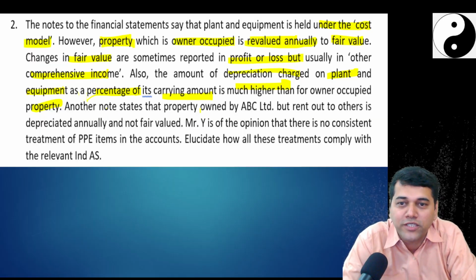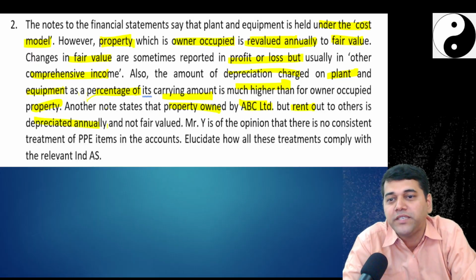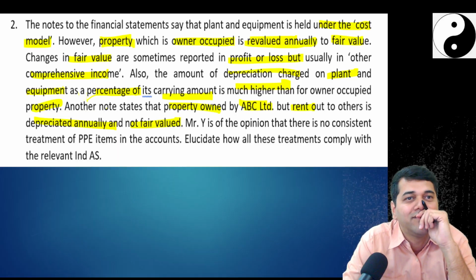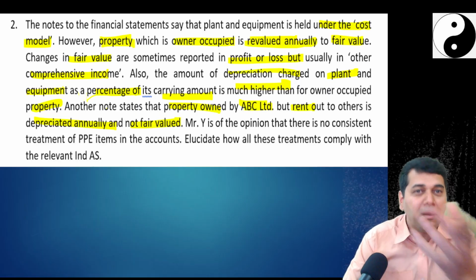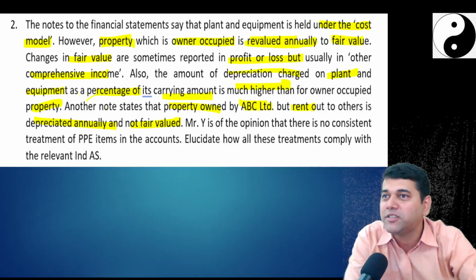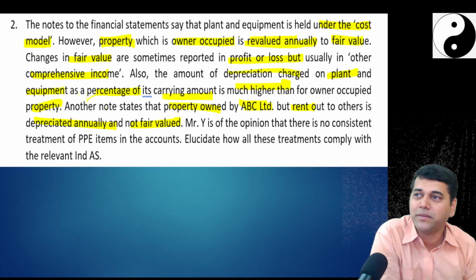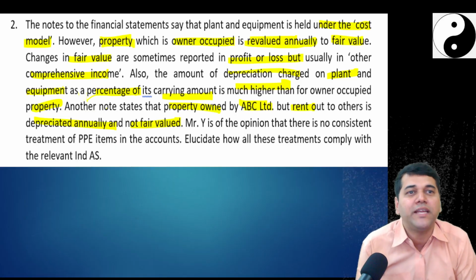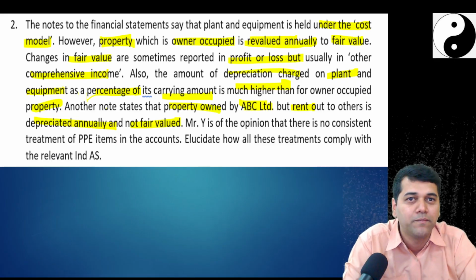Also, another note states that the property owned by ABC but rented to others is depreciated annually but not fair valued. What is your answer? I am the MD, I am asking you. That's your answer, sir: it's an investment property. That means in this question there are no mistakes, there is only confusion. Fair value is only disclosed as per Ind AS 40 and you cannot fair value it.